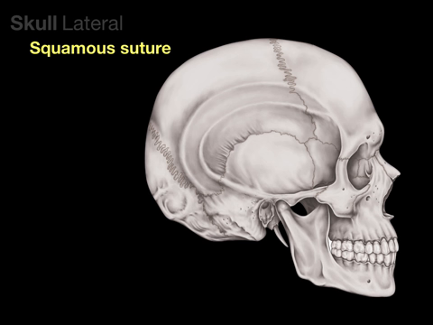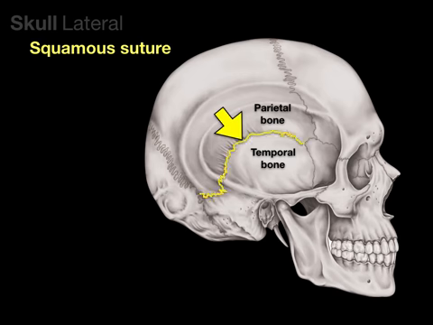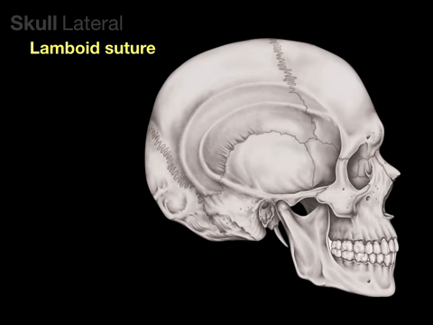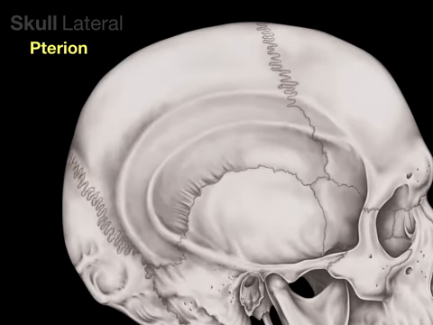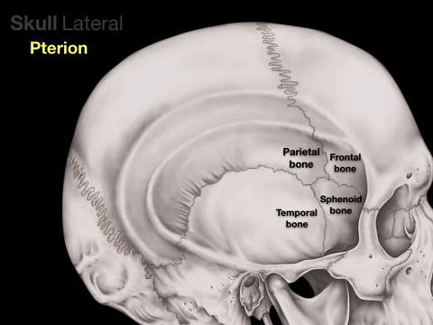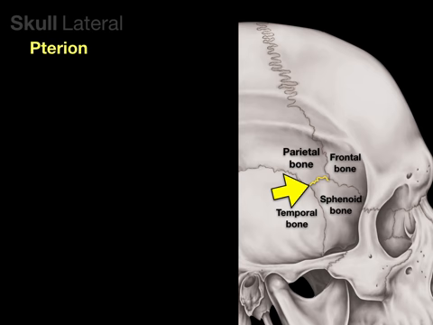Now, the squamous suture, or squamosal suture, is between the parietal and temporal bones, right there on the squamous part of the temporal bone. And then the lambdoid suture is between the parietal and occipital bones. Right there is our lambdoid suture. Now, the pterion is a significant little junction between the parietal, frontal, sphenoid, and temporal bones. It means wing because it forms on the lateral part of the greater wing of the sphenoid bone located right there.